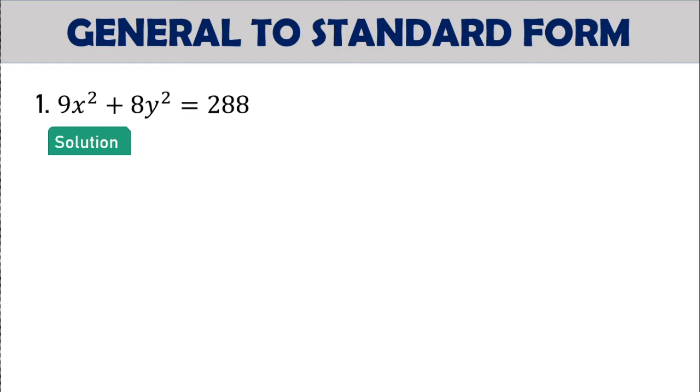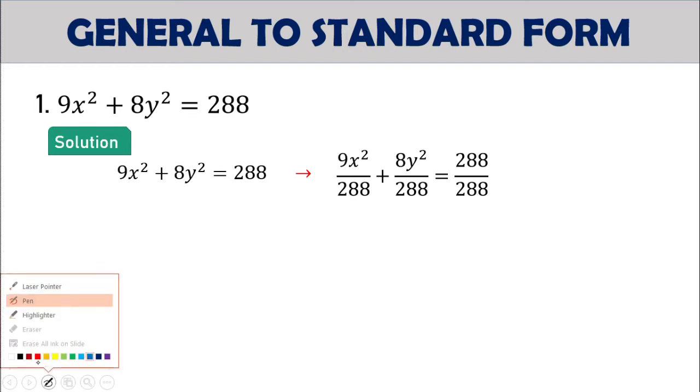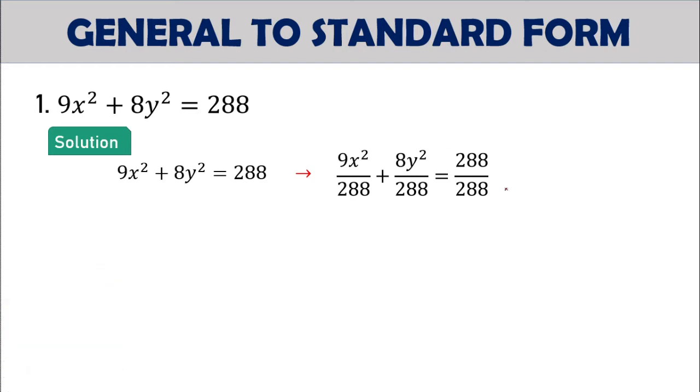How are we going to solve this one? This is the solution. Now, 9x squared over 288 plus 8y squared over 288 equals 288 divided by 288. In this part, class, if we go back to the standard form of an ellipse, the right hand side of the equation is equal to 1.